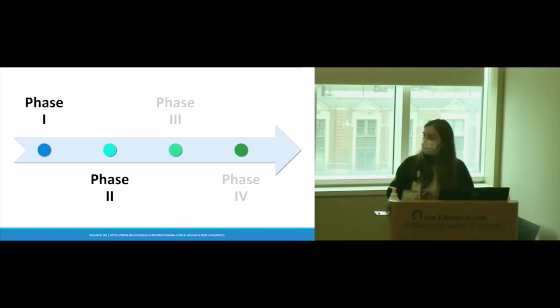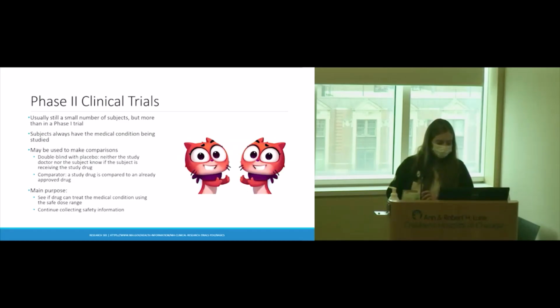Next, we move into phase 2 clinical trials. In phase 2 clinical trials, we still typically have a small number of subjects, but more than we would see in a phase 1 trial. Subjects always have the medical condition being studied. So when you reach a phase 2 study, you are focusing on enrolling individuals that have a specific diagnosis like PA or MMA that you're trying to treat.